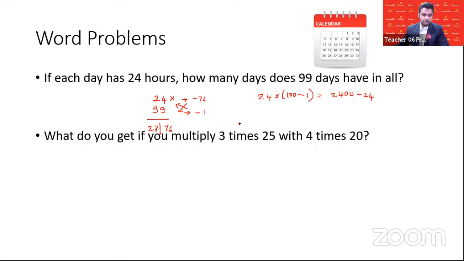Let's go to the second puzzle. What do you get if you multiply 3 times 25 with 4 times 20? So 3 times 25 is going to be 75. And you have 4 times 20, which is 80. So you have to do 75 times 80.